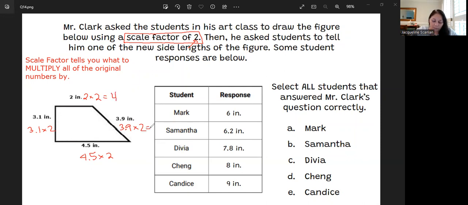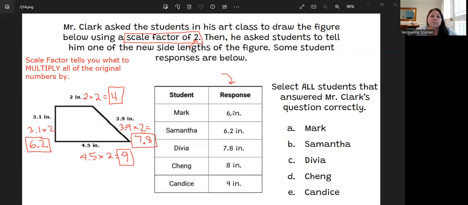I'm then going to use my calculator to do 3.9 times 2, and I get 7.8. I just happen to know that 4.5 times 2 is 9, and 3.1 times 2 is 6.2. All right, so these are the new measurements of the trapezoid once it has been enlarged by a scale factor of 2. And so what I'm going to do now is go through the list of student responses, and I'm going to either eliminate or circle any of the students that gave one of the right side lengths. So we'll start with Mark.